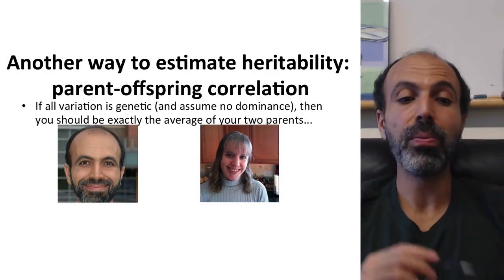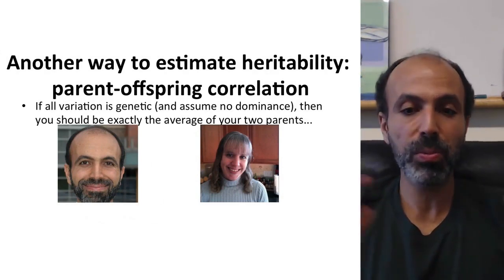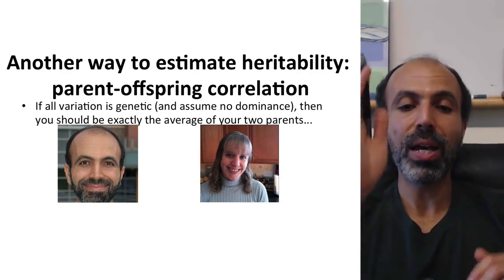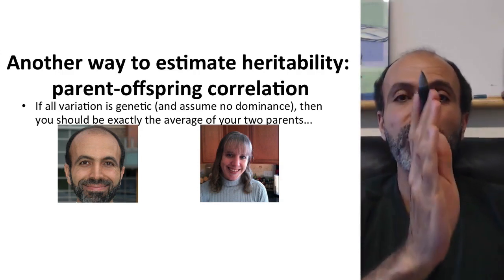If we assume that all variation is genetic, and let's assume there's no dominance in this case, then any individual should have exact average phenotype of the two parents. So here's a picture of me. Here's a picture of my wife. If you put us together into some online form, it predicted this is what our kid should look like. This is some sort of intermediate between me and my wife.